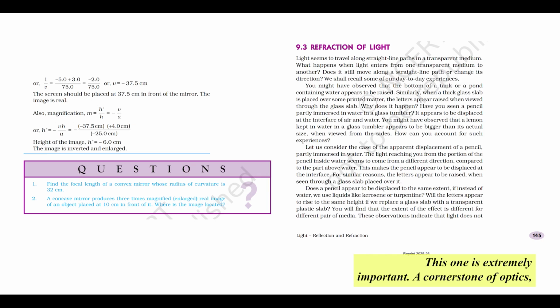This one is extremely important. A cornerstone of optics. It states, for a given pair of media and for light of a given color, the ratio of the sine of the angle of incidence, sin i, to the sine of the angle of refraction, sin r, is a constant. Mathematically, sin i / sin r = constant, equation 9.4. This constant value is characteristic of the two media involved and is called the refractive index. Sin i over sin r equals constant, Snell's law, and that constant is the refractive index. Got it. That sounds really important for calculations.